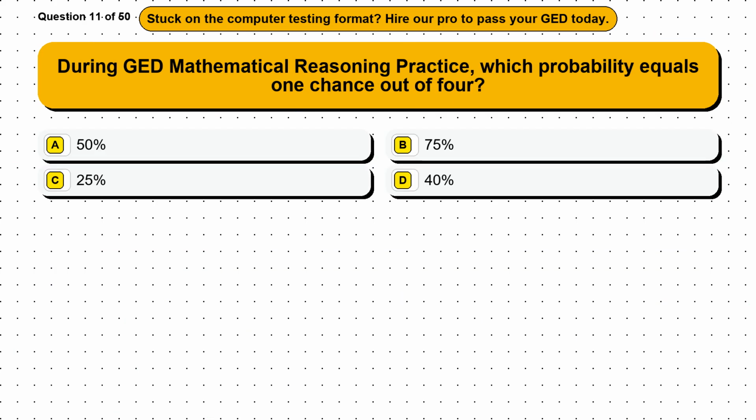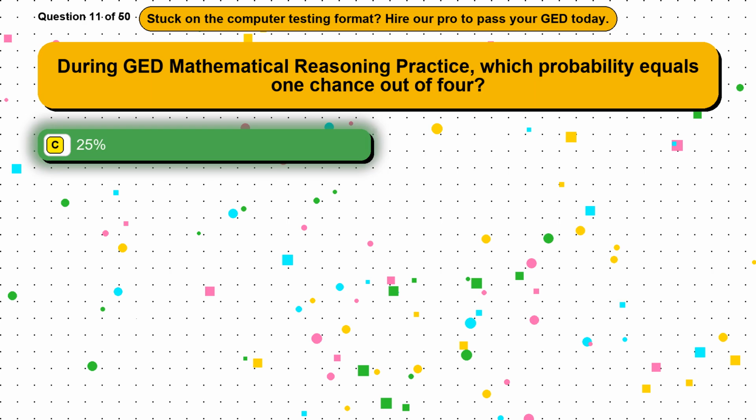Question 11. During GED Mathematical Reasoning Practice, which probability equals 1 chance out of 4? Option A, 50%. Option B, 75%. Option C, 25%. Option D, 40%. The correct answer is option C.